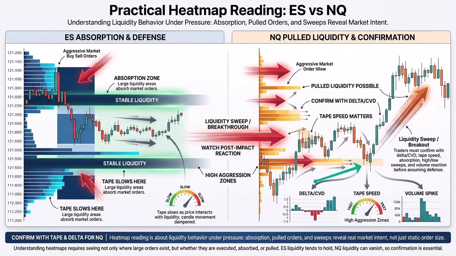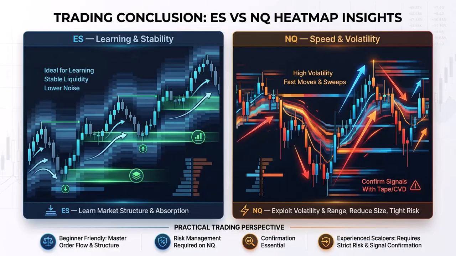If price breaks through the area very quickly, it may be a liquidity sweep, or a real breakout/breakdown if there is momentum and continuation. 4. Trading conclusion. If you are new to using heat maps, ES is usually easier to read than NQ because the order book is thicker, price behavior is more stable, and there is less noise. If you prefer speed, larger ranges, and fast scalping opportunities, NQ can be attractive, but you need to reduce size because it can move sharply, sweep aggressively, and reverse quickly.